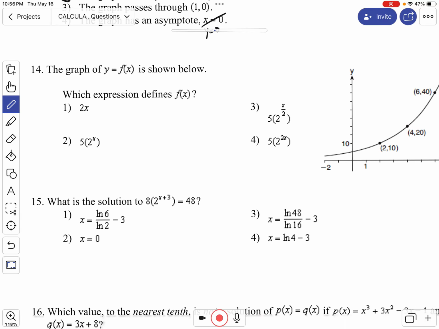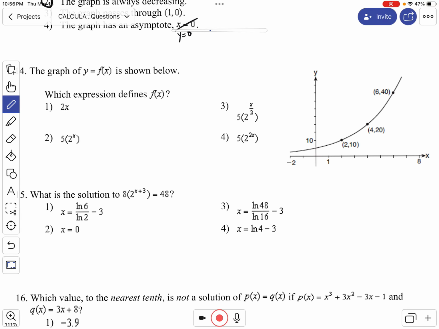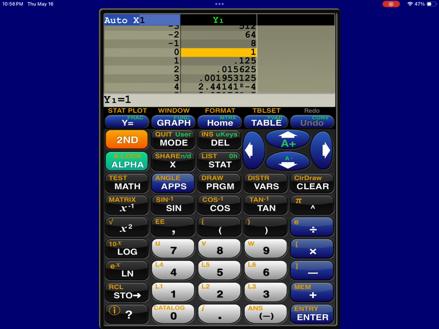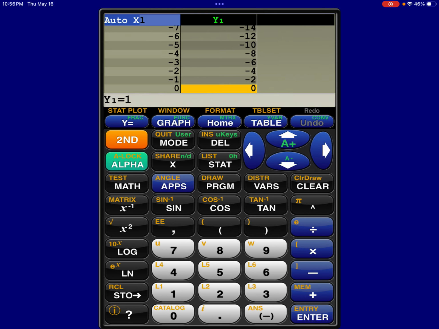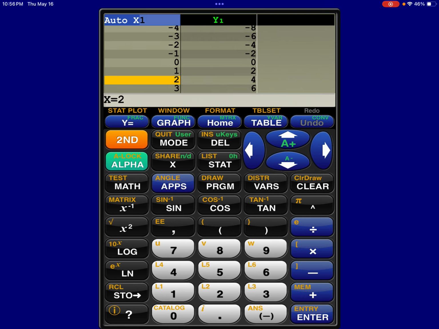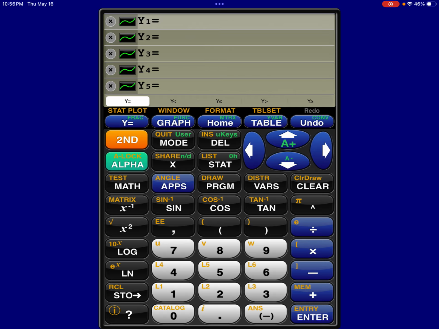Question 14 is very, very similar. It says, which expression defines this? Well, guess what? I have 4 options here. I don't have to know what they look like in my head. I have points right here. So plug the equations in to see if they match the points. The first equation is 2x. So if I go to my y equals and I plug in 2x, and I go to my table, I'm looking for 2, 10. Nope, that's not it. That's out.